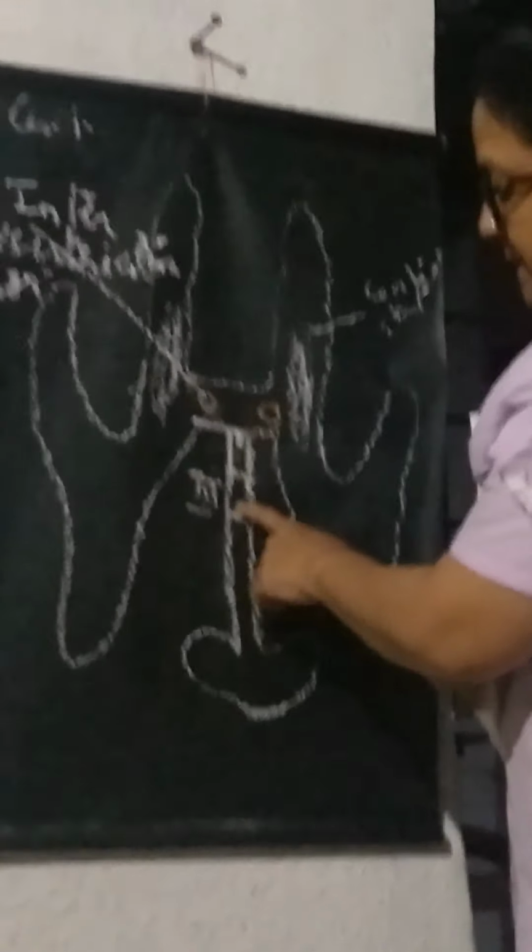Below, it is communicating with the third ventricle through the foramen of Monro. Then below the third ventricle is the cerebral aqueduct. This cerebral aqueduct opens into the fourth ventricle. So this is how the flow of CSF takes place. So this is the structure of the lateral ventricle.